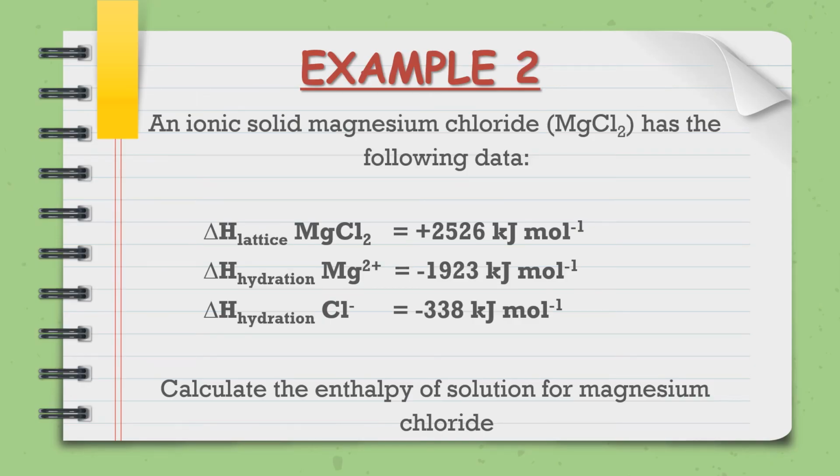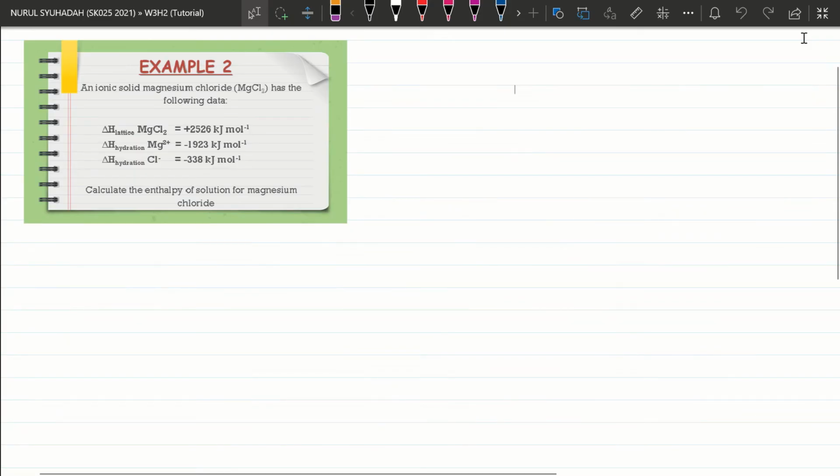So now let's take a look at example 2. An ionic solid, magnesium chloride, has the following data. So given to you, lattice energy of magnesium chloride, hydration of Mg2+ and hydration of Cl-. So if you look over here, the hydration is given separately. Okay, so the question asks, calculate the enthalpy of solution for magnesium chloride. So the question still asks for delta H solution. So let's take a look at how to solve this question.